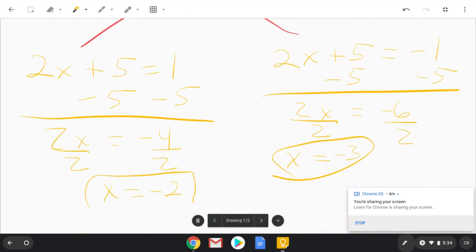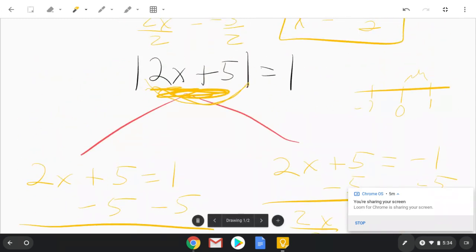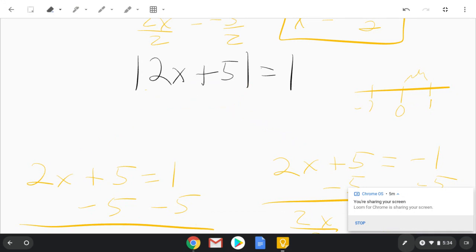If you plug in -2 for x, you'll get 2 times negative 2, which is negative 4, and then negative 4 plus 5 will give us positive 1. That works because the absolute value of positive 1 is equal to 1. If you choose to put negative 3, it will also work. 2 times negative 3 is negative 6, and negative 6 plus 5 is negative 1. When you take the absolute value of that, you get positive 1, which is what we were looking for.